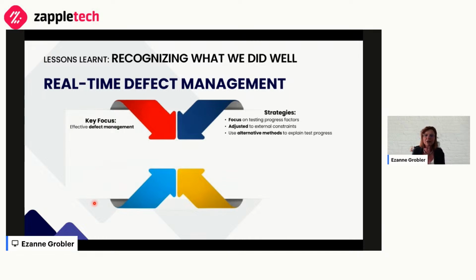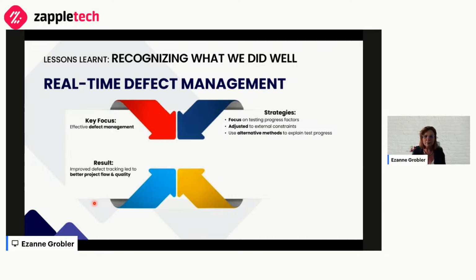We could focus on the testing progress. We could adjust to those external constraints that we've identified, and we could use alternative methods and pivot our response to explain the test progress.